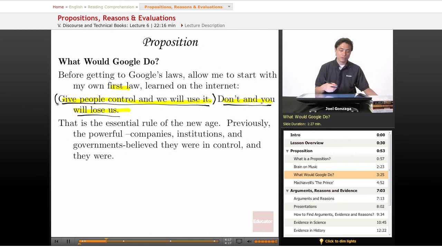It can be true or false. I've got to read on in this book to find out whether or not it's true. Now, let's see if he's given us any reasons so far. "This is an essential rule for the new age. Previously, powerful companies, institutions, governments believed that they were in control, and they were." Okay. I'm not really seeing so much of a reason, but he's kind of giving a nice description of what this law is. So he hasn't really given us reasons to believe this is true. But hopefully, as we continue to read in a book like this, we'll be able to find the right answer.